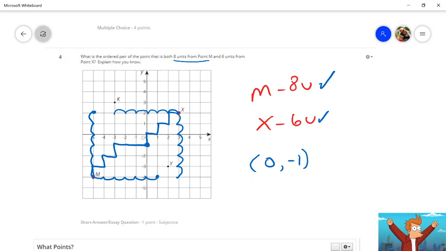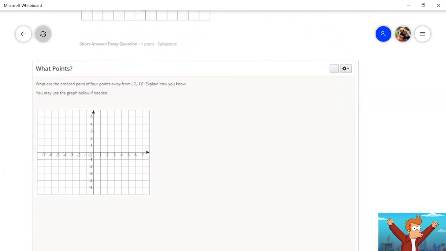I wonder if we could do it another way. Let's try. 1, 2, 3, 4, 5, 6, 7, 8. 1, 2, 3, 4, 5, 6. Oh, I could do it that way too. But it still ends up at that same point. Okay? So there's a couple different ways to get there, but that's how you're going to get there. That's a pretty neat one. I like that one too.